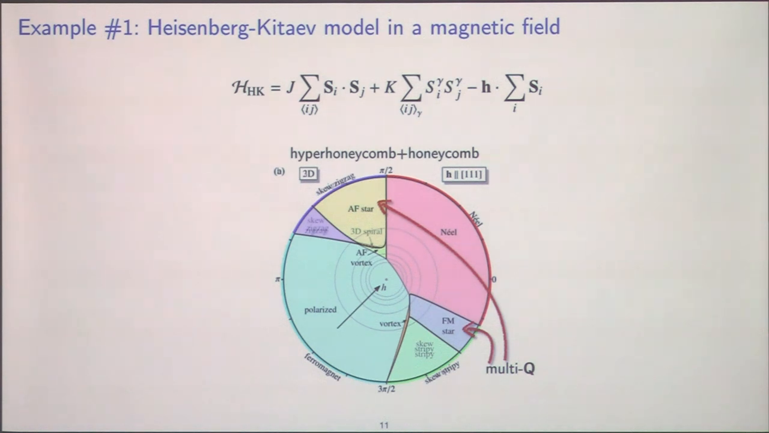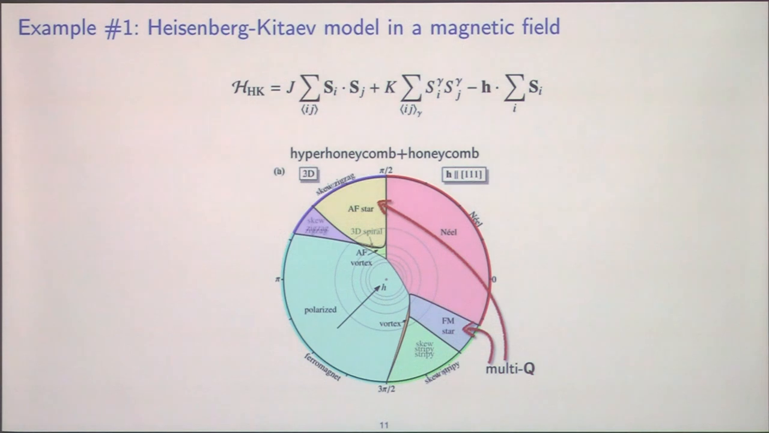Is the gamma term not mappable anymore? If you have a finite gamma term, then this mapping is broken? There is a mapping, yes. However, as we shall see, I'll come to that.